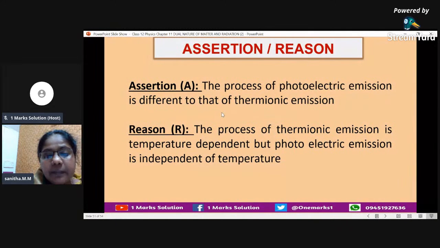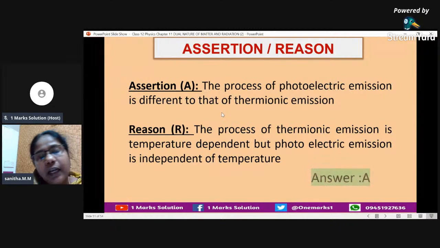The process of thermionic emission is, what is it? Temperature dependence. Thermal means something related to heat. Heat means temperature. When temperature increases, energy will be increasing. So sure, it depends. But photoelectric emission does not depend on, it is independent of temperature. So we can say, what is the answer? We can go for the option A. Both are correct, and the reason is the correct explanation for the assertion also.